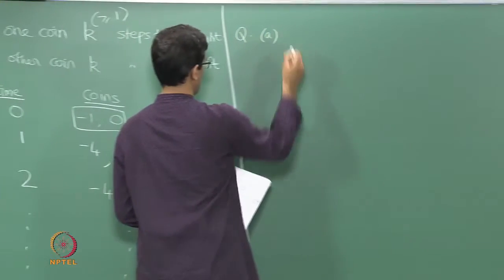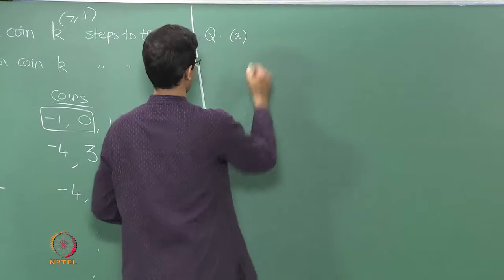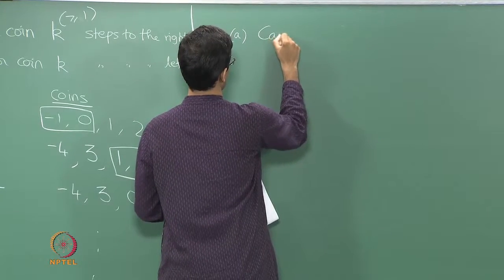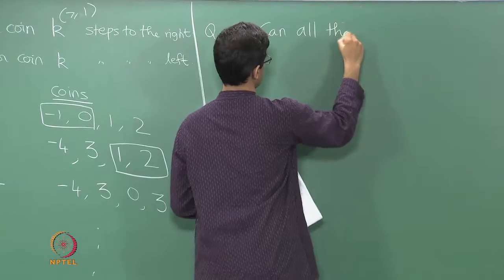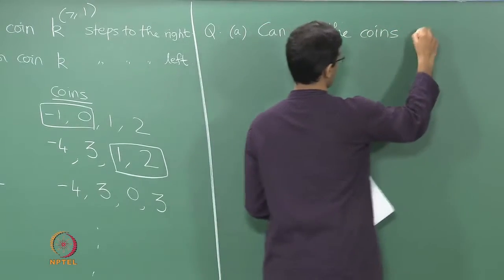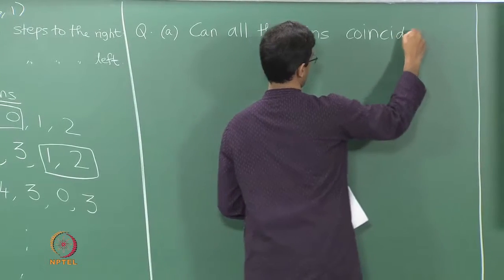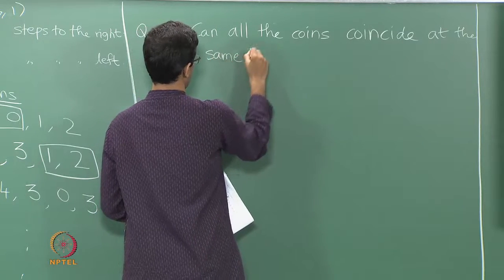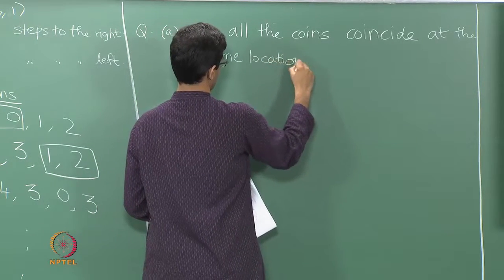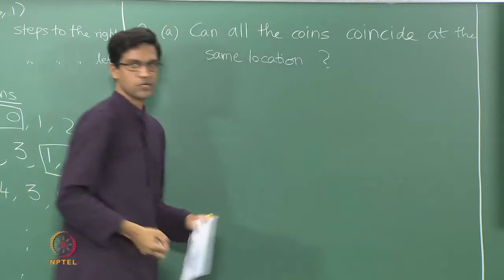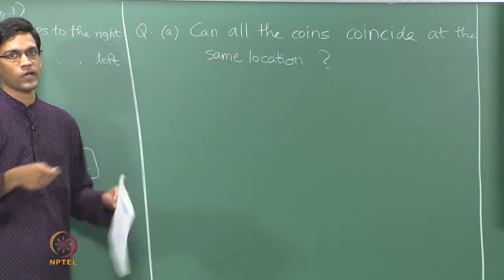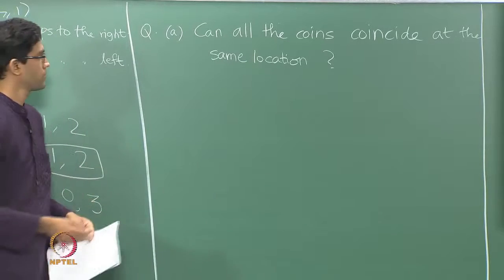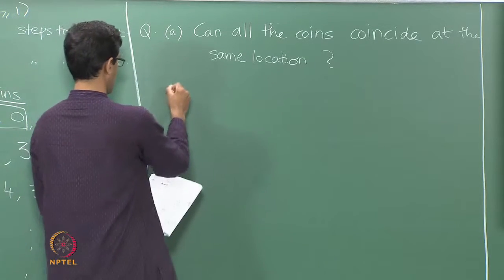There are 2 questions. Is it possible for the system at some time t, can all the coins coincide at the same location? At some time t, meaning as the system evolves, is it at all possible for all the coins, so they are moving in some funny fashion, is it possible for all of them to somehow coincide at the same point? Okay, so that is question number 1, and here is another question.